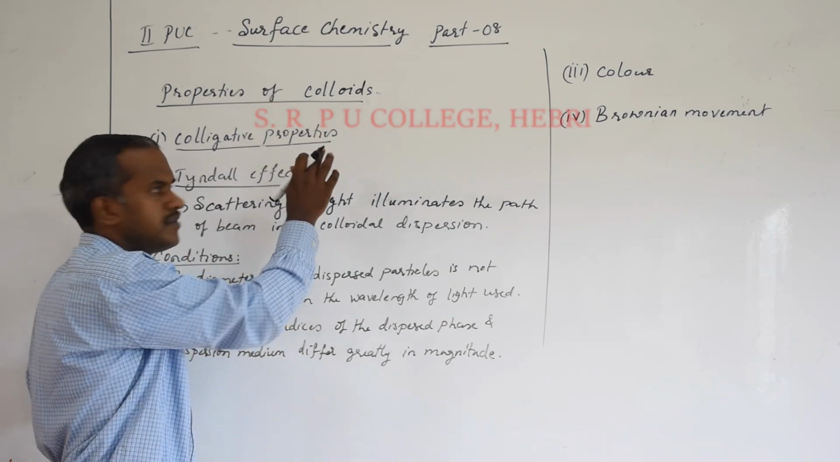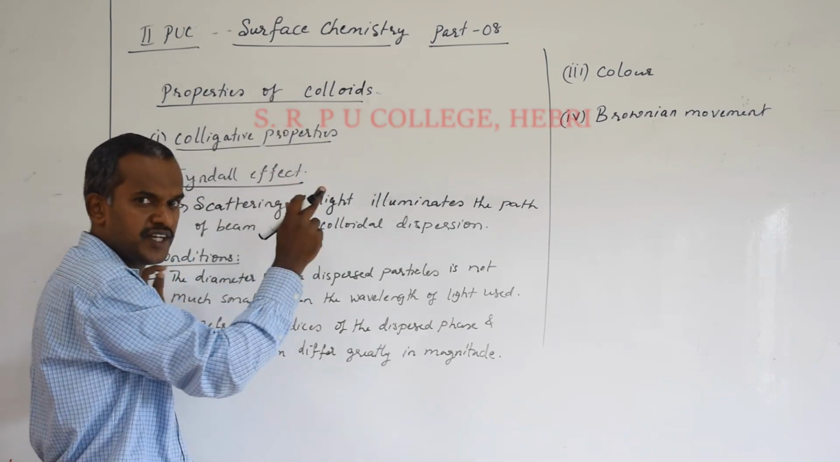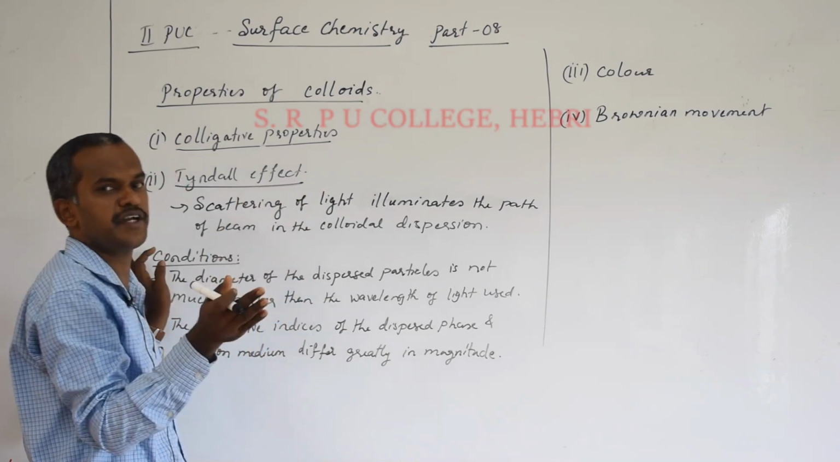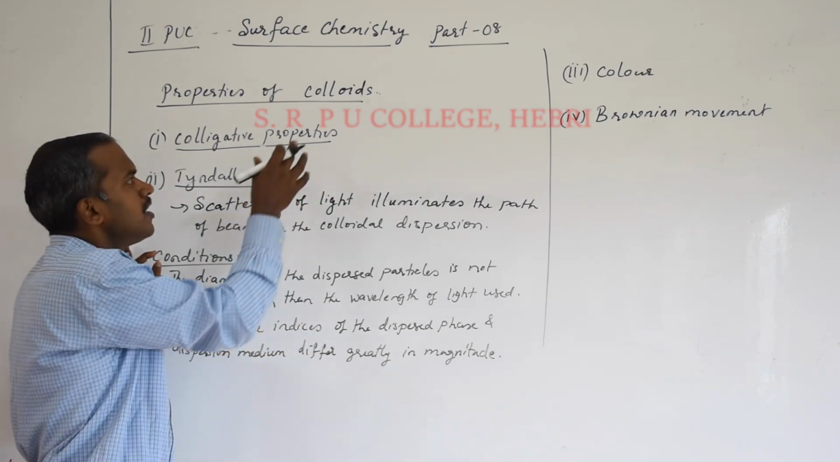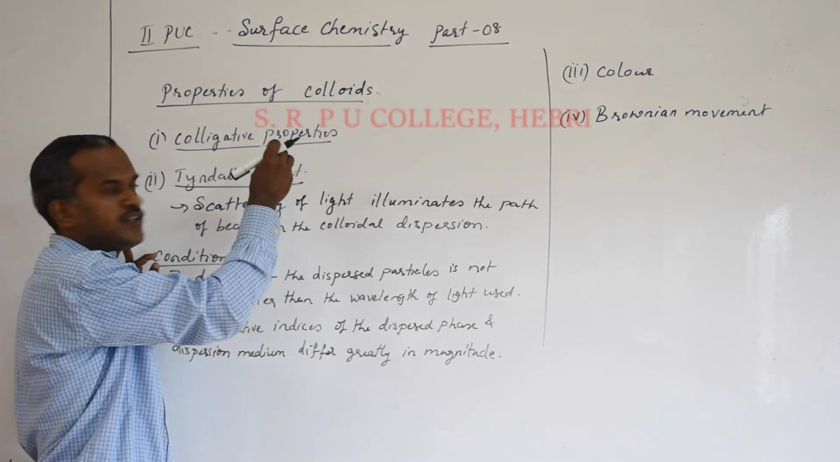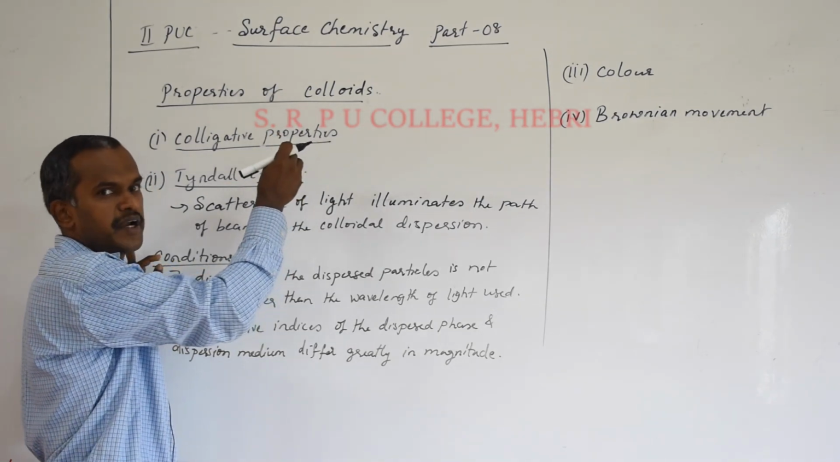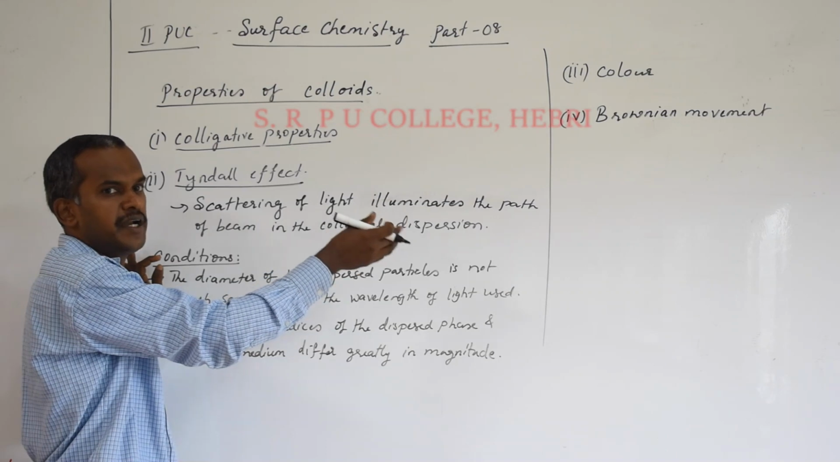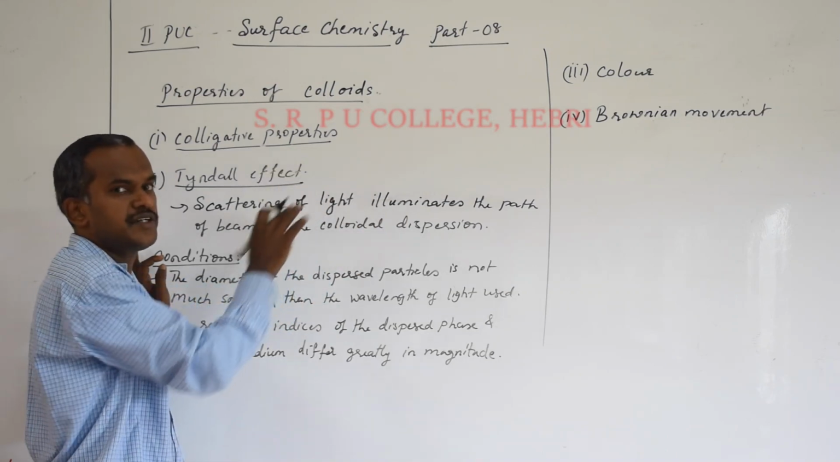Are you clear? The colligative properties of colloids are always less compared to those of a true solution due to association between the particles, or we can say there is aggregation of the particles, and the number of particles which are independently present is quite less than in the true solution.